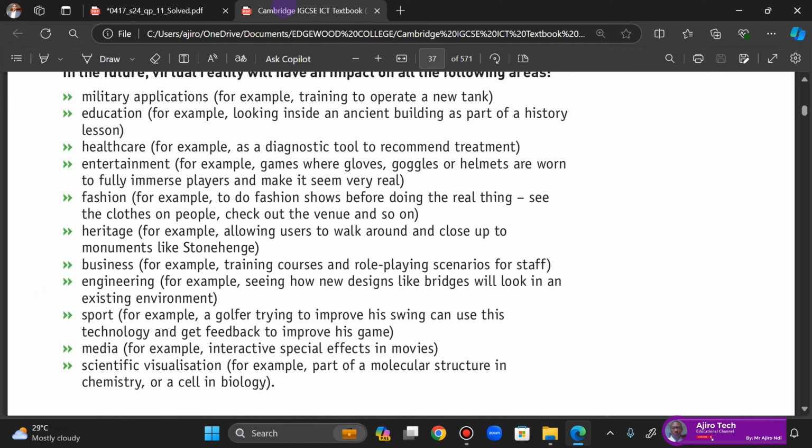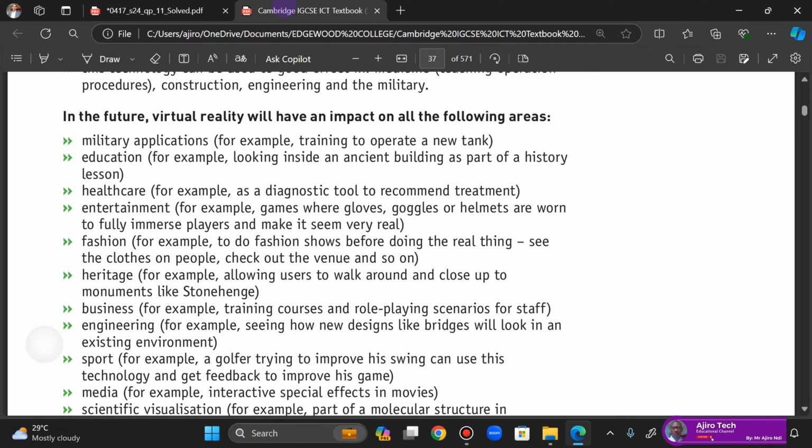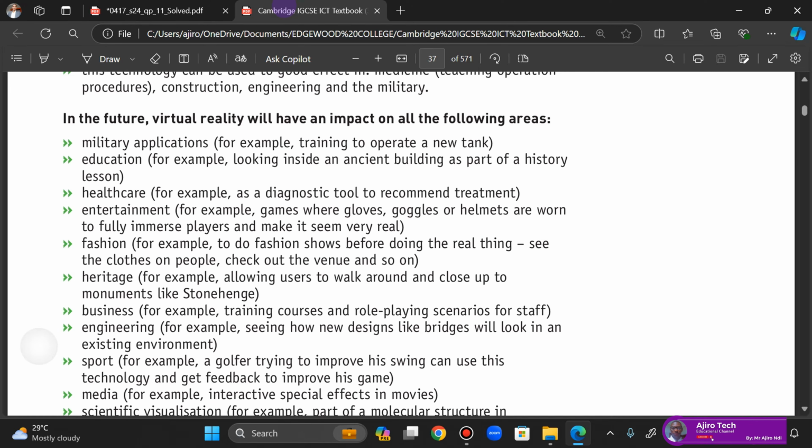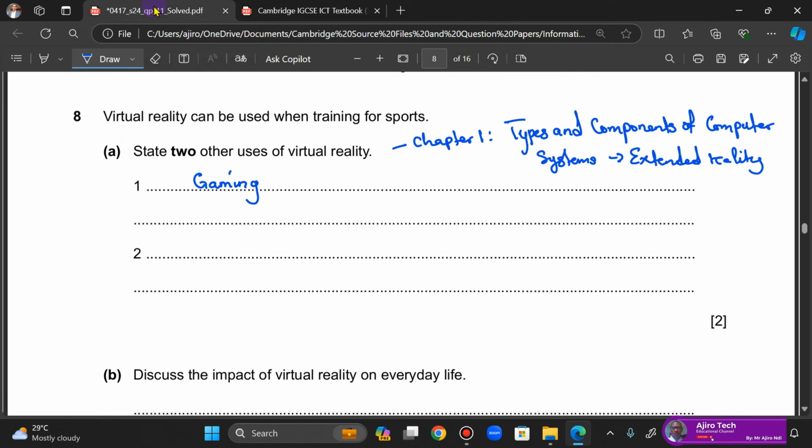You can do fashion shows. Healthcare diagnosis tools to recommend treatment. I've talked about entertainment, games. Training to operate a new tank. So an example could be training to operate a new tank, military applications.